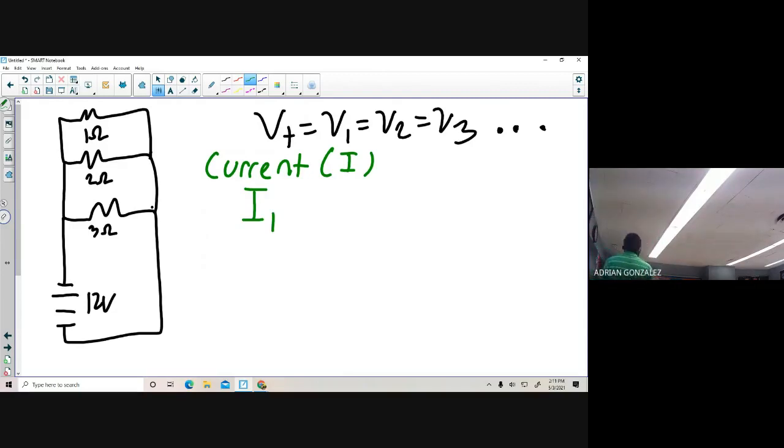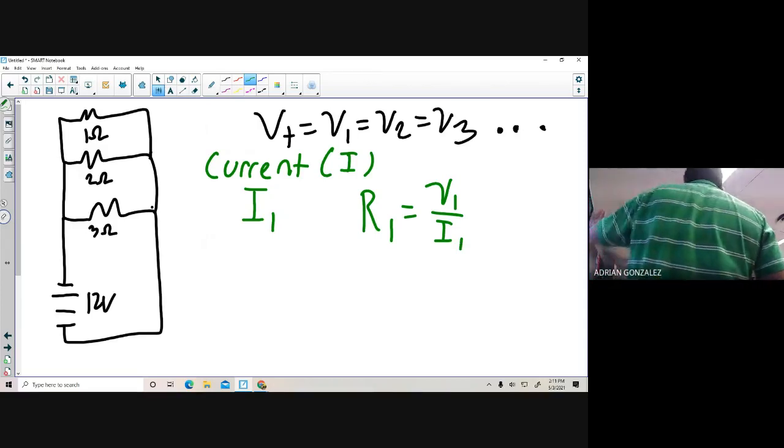Now, I don't have any other information about current, so can I use any sort of I equals this, equals that, equals I, equals that? No, I can't do that. So when I can't use one of the general rules, I have to use Ohm's law. So if I'm talking about I1, I have to be talking about R1 and V1. I have to be talking about those values, yes?